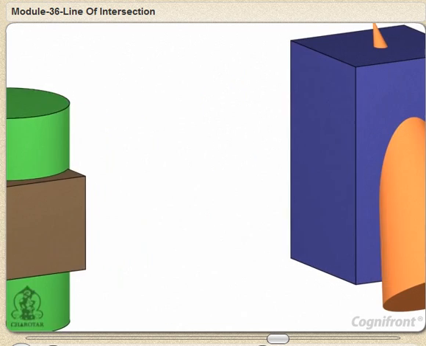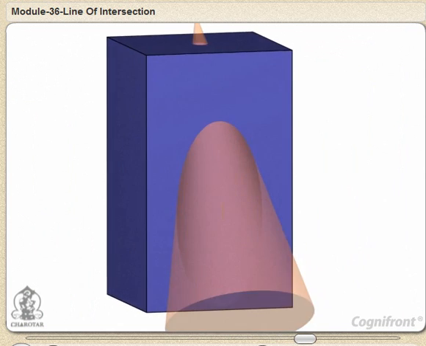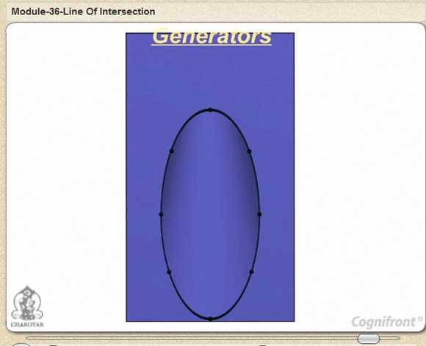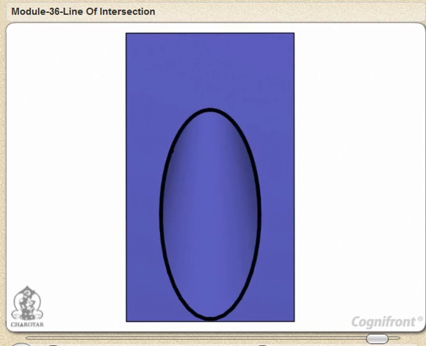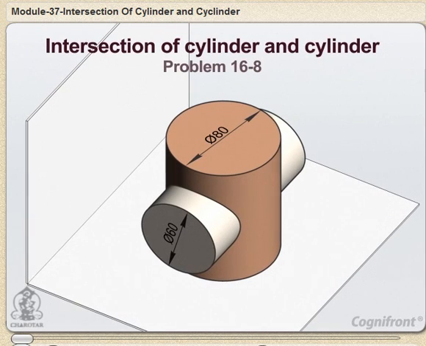How can we obtain the representation of the line of intersection? For that, first identify key points on the surfaces of the intersecting solids. Then, draw a number of lines known as generators from key points to plot the line of intersection. Intersection of cylinder and cylinder.